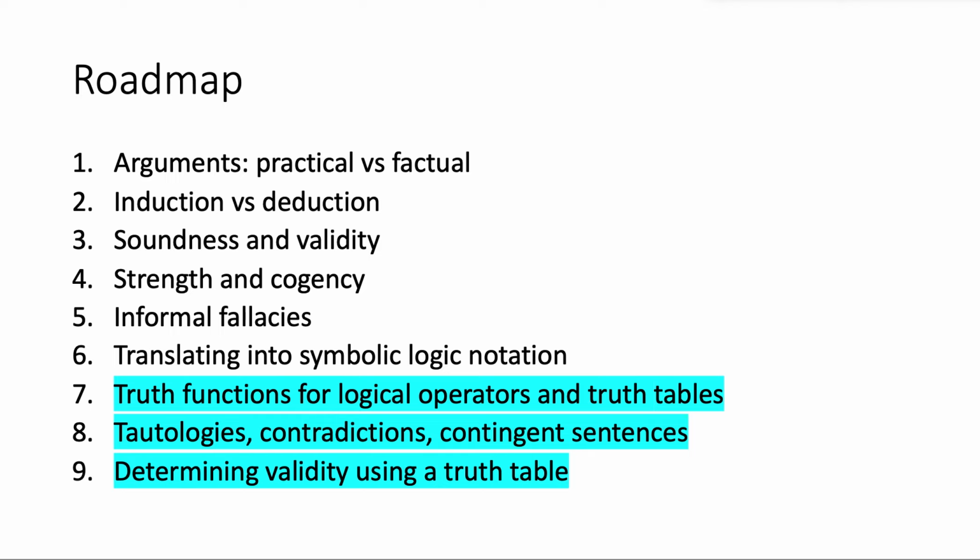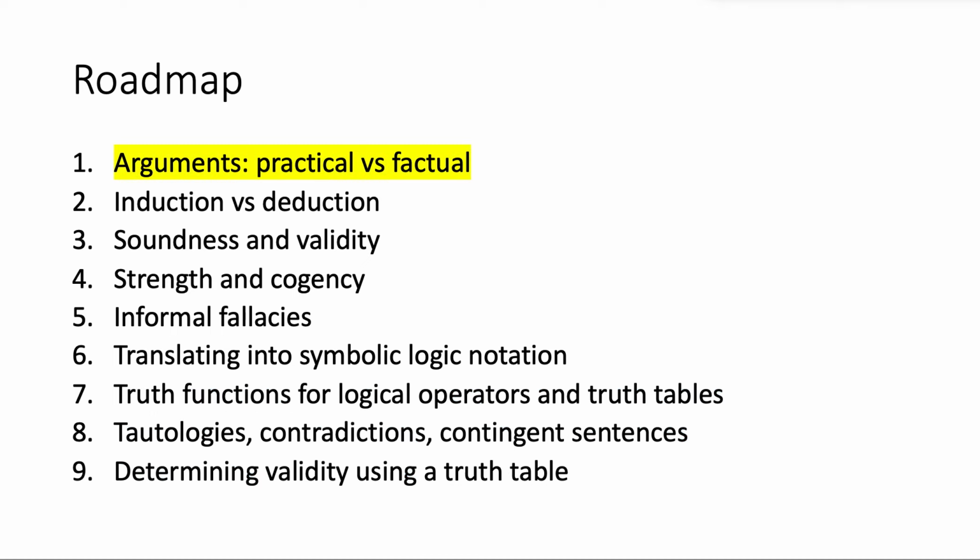So we'll look at truth functions and truth tables, then we'll look at tautologies, contradictions, and contingent sentences, and how we can use truth tables to figure out of any individual sentence whether it's a tautology, contradiction, or contingent sentence. And then we'll be using truth tables to determine whether an individual argument is valid or not. So that's the roadmap. And I've highlighted the different sections in colors because, at least to me, those colors group the topics by theme. So let's start with the first group.